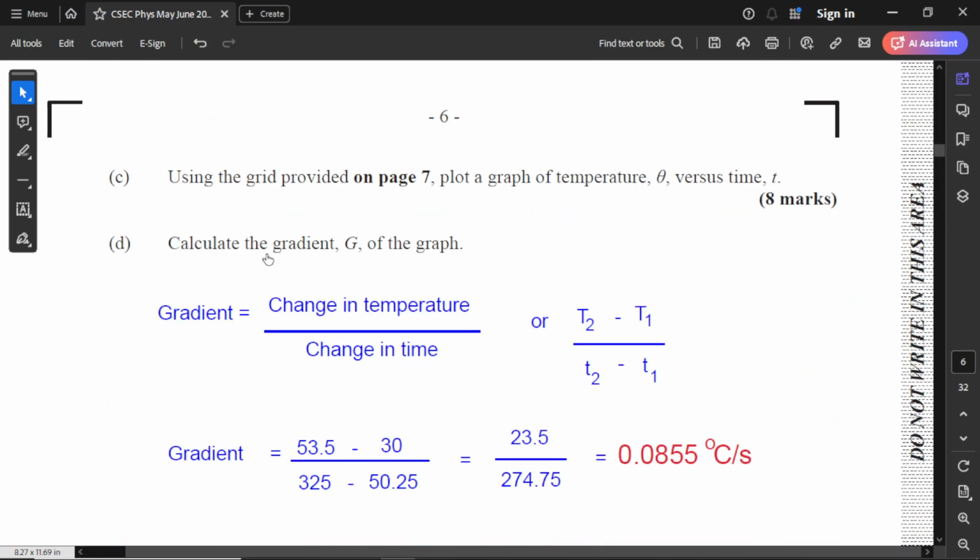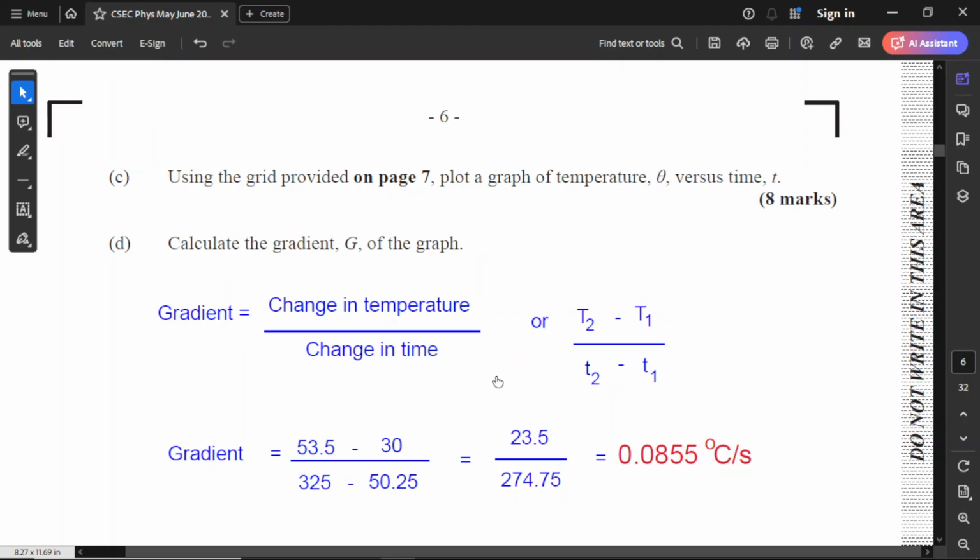And so for part D, calculate the gradient G of the graph. And so gradient is a change in temperature over the change in time. And we're talking about the change on the y-axis over the change on the x-axis. And so therefore, as a formula, we're going to have T2 minus T1 divided by t2 minus t1. And just to make a note with the difference in T's, the uppercase T represents temperature and the lowercase t represents time. Again, they will not accept rise over run, so please do not write that on any physics paper.